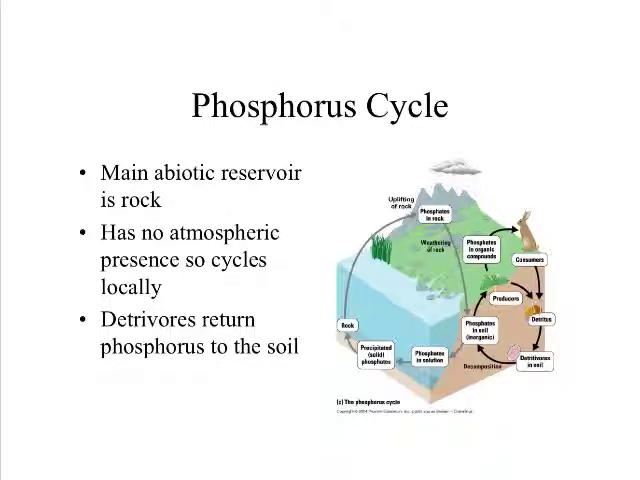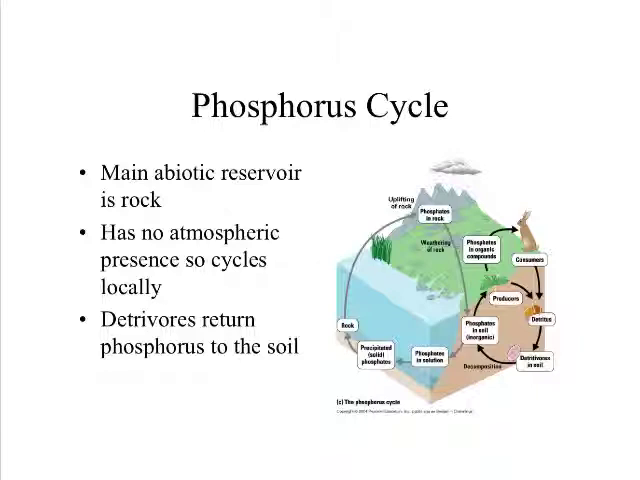Here's the phosphorus cycle. Phosphorus, remember, again, is not found as an atmospheric gas. So it's going to cycle locally in an area, and the main reservoir for phosphorus is in rocks.